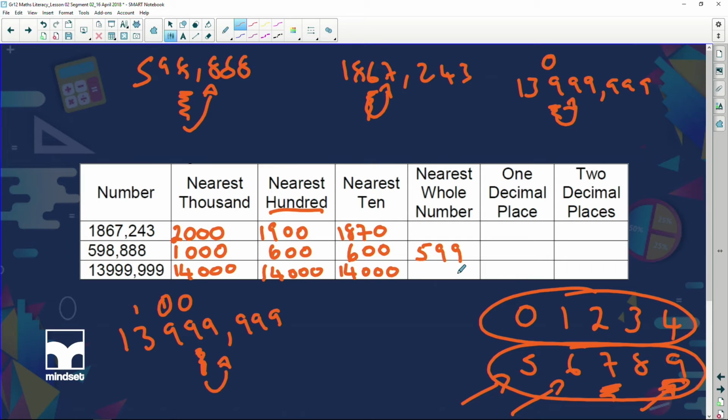Let's look at our number 1867,243. Nearest 1 or nearest whole number is affected by the 2. The 2's a little number. So it says, hey, you number next to me, you can stay the same. So I've got 1867.